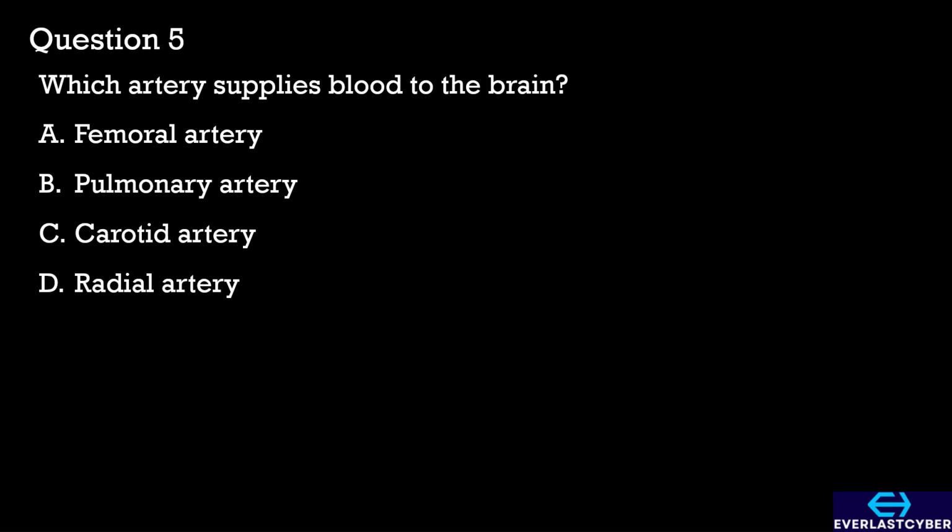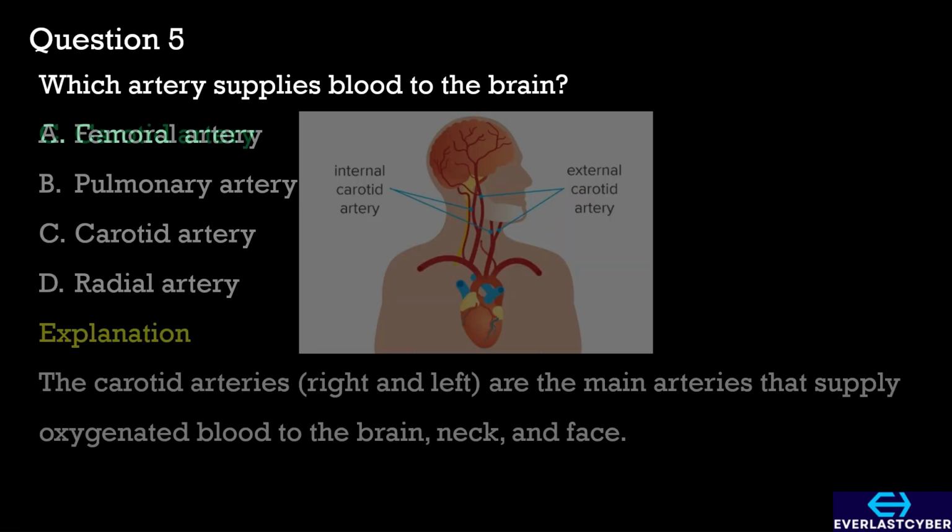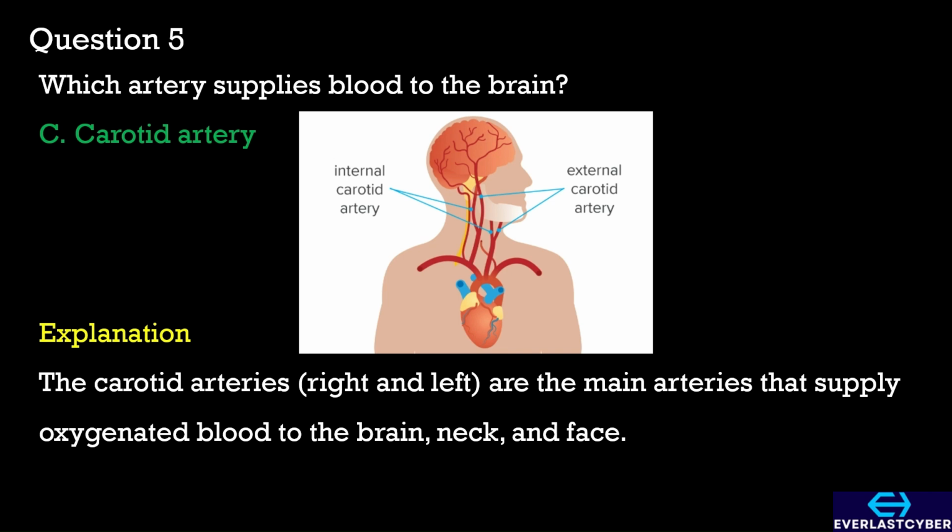The carotid arteries are the major blood vessels that supply oxygenated blood to the brain, neck, and face. So we have the left and right carotid arteries, and each of them divides into an internal carotid artery, which goes to the brain, and also an external carotid artery, which supplies blood to the face and the scalp. The radial artery supplies blood to the forearm and the hand. So out of these options, the artery that supplies blood to the brain is the carotid artery.